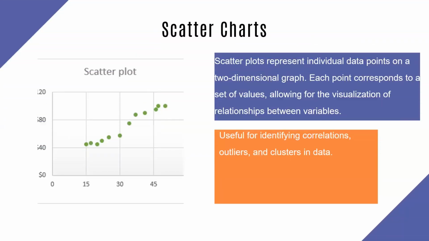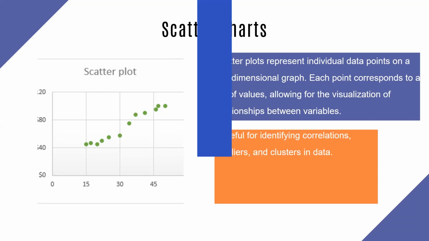Let's look at scatter charts, which are used to represent individual data points on a two-dimensional graph. Each point represents a set of values, allowing for the visualization of relationships between variables. This chart is very useful for identifying correlation, outliers, and clusters in data. And we have a simple illustration of this.